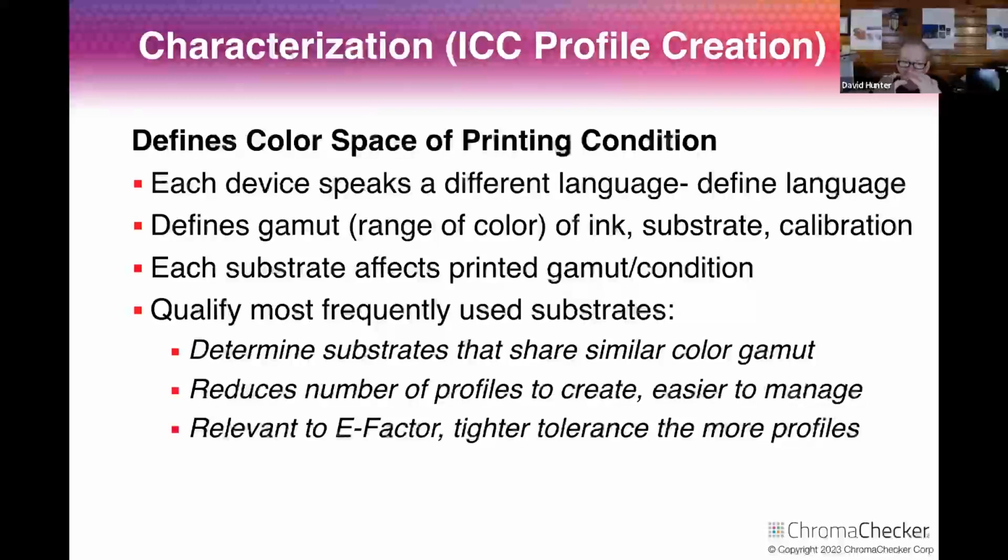And we do that by defining the gamut and the print condition, which is a culmination of the ink and the substrate, the calibration, the ink limiting within the printer. And then once we have that, we can determine if there are other substrates that share that same gamut within my color expectations, my E factor. And if so, I can reduce the number of profiles I need to make and save myself a lot of time, because every time I reduce the number of profiles I make, I also reduce the number of workflows I have to configure for the files to go through the system to go to the printer.